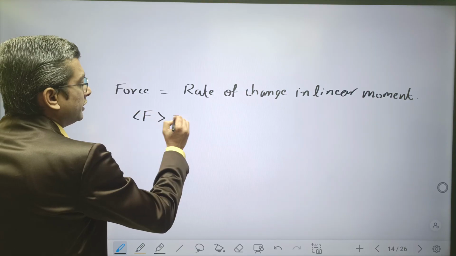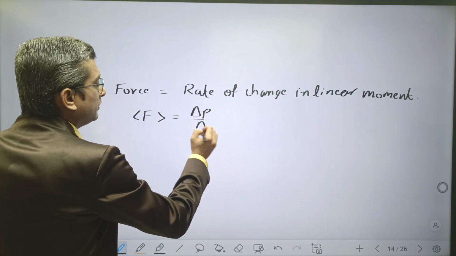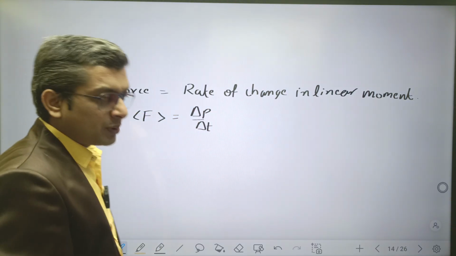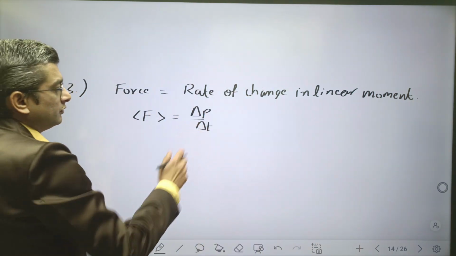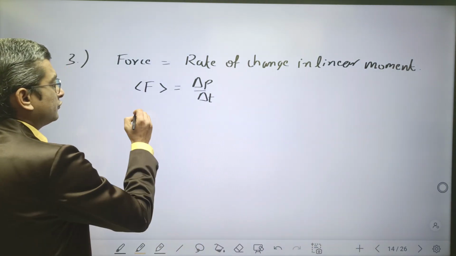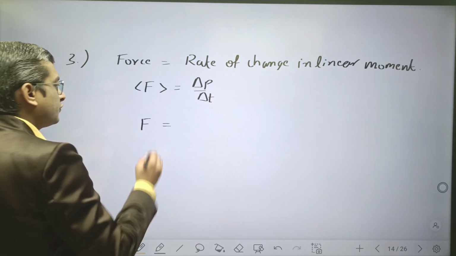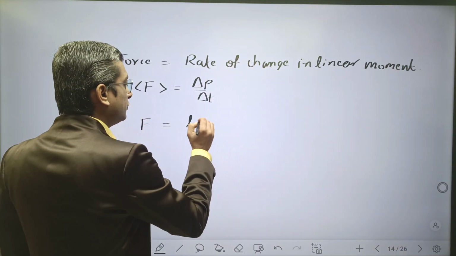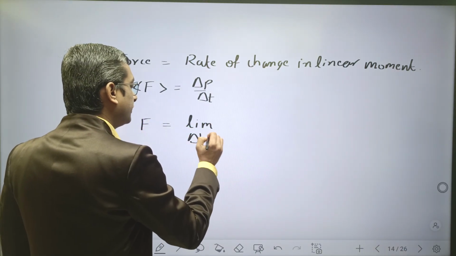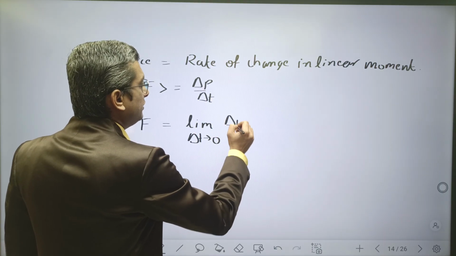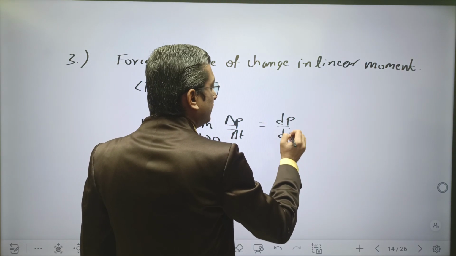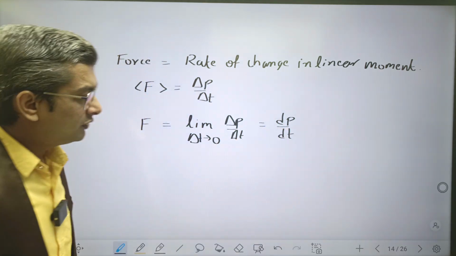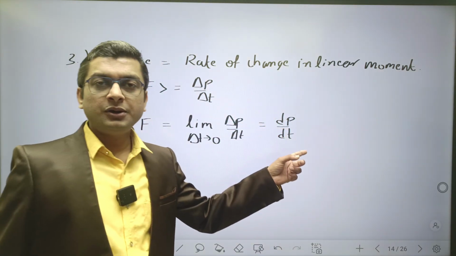Average force is delta P by delta T, where P represents momentum. So delta P is the change in momentum for time interval delta T. If I wish to find instantaneous force, then what do we do? We apply the limit delta T tends to 0 of delta P by delta T, and this is nothing but dP by dt. So force is the rate of change of linear momentum. This is Newton's second law.